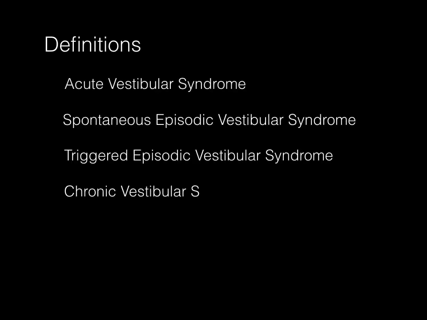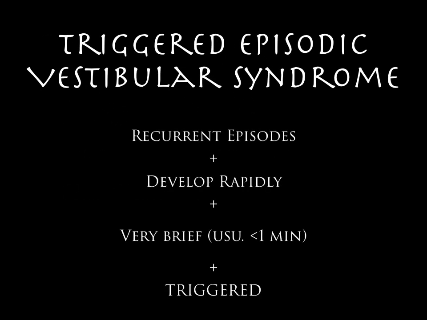We're getting near the end here. So we've got all our different vestibular syndromes. Let's move on to triggered. Triggered is probably going to be your most benign. And remember, get a very good history here. These have to be recurrent episodes. They come and go, completely away. They're intermittent. They develop rapidly and usually resolve in less than a minute, certainly less than about 10 minutes.